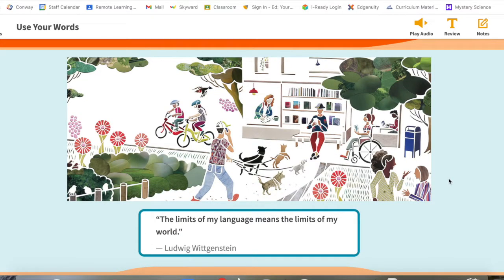It starts off with a quote. "The limits of my language mean the limits of my world," by Ludwig Wittgenstein. Take a moment and think about what those words mean to you. What might Ludwig have been saying when he made that quote? The limits of my language mean the limits of my world. Well, you might have had some similar ideas, but it basically means that the more we know, the more ways we can learn about and understand the world.